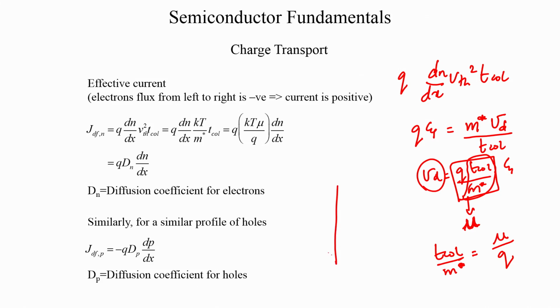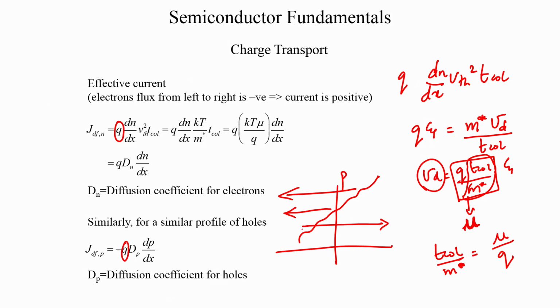Now, if I were to have a similar profile, a picture of p with a concentration gradient, you will find that all the holes are moving from right to left, because they have a higher concentration on the right and a lower concentration on the left, and therefore the current from left to right will be negative. For electrons the negative sign disappeared because the charge was negative, but in the case of holes you have a positive charge, so if the flux is in this direction, the current from left to right is negative, which essentially tells you that the current is in the same direction as the migration of holes.